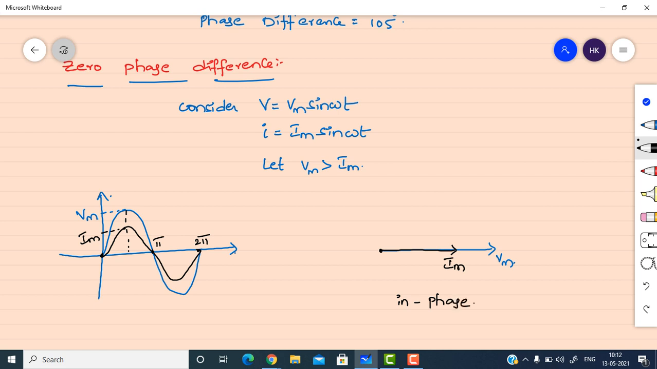That means on the same phase. Those two are on the same phase, in phase or zero phase difference. So this is a waveform representation, and this is phasor diagram or phasor representation. Do you understand?